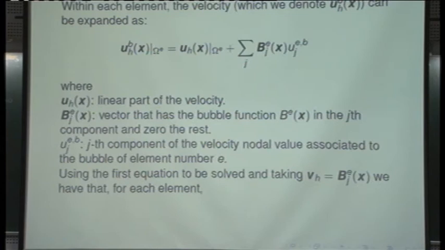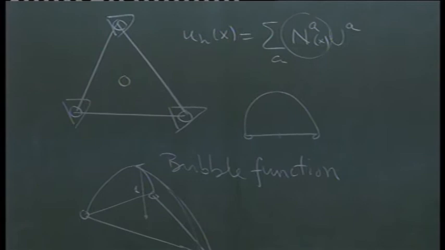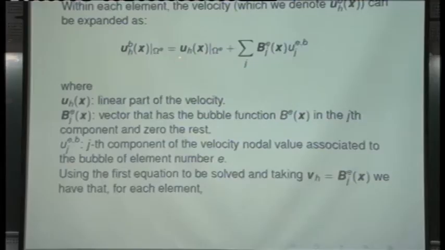Within each element, the velocity enriched with the bubble function can be expanded as the linear part of the velocity, plus the bubble function multiplied by the degree of freedom associated to the bubble function. It is just the expansion of the velocity in terms of the linear part plus the bubble part. In that case, that degree of freedom may not be the velocity, but the increment of velocity with respect to the linear interpolation. Linear part plus the bubble part.